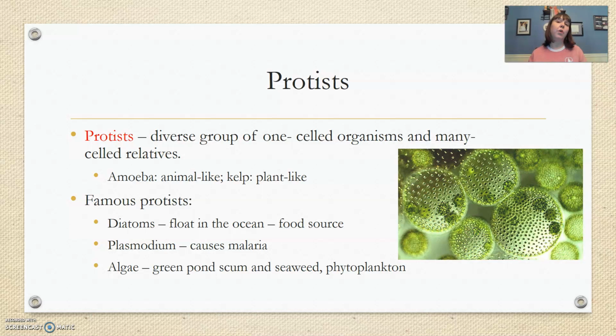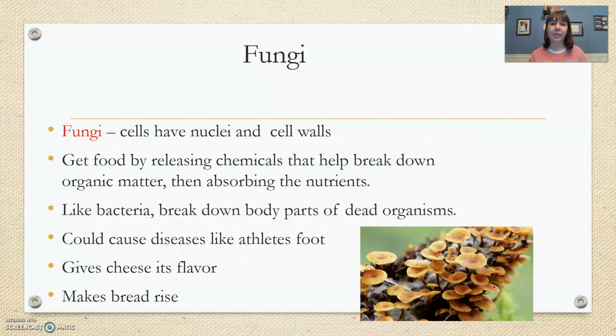Some protists you may have heard about before are diatoms. They float in the ocean. They're a food source for a lot of larger sea life. Plasmodium, which is a protist that can cause the disease malaria, is something that you might get vaccinated for if you go across the ocean to some places like maybe Africa where malaria runs rampant. And then algae, good old-fashioned green pond scum, is a protist, as well as seaweed and phytoplankton.